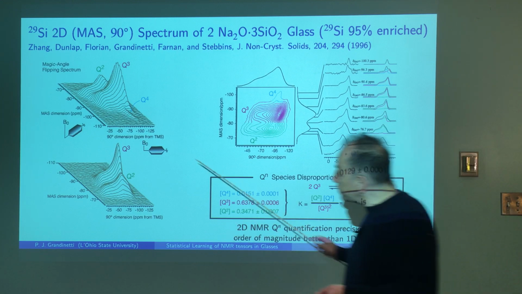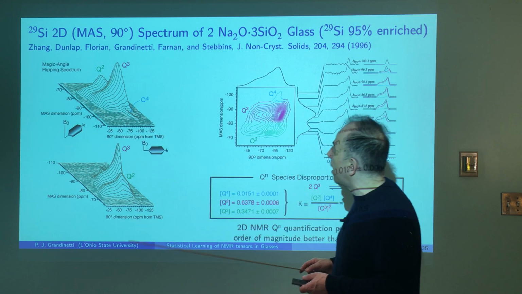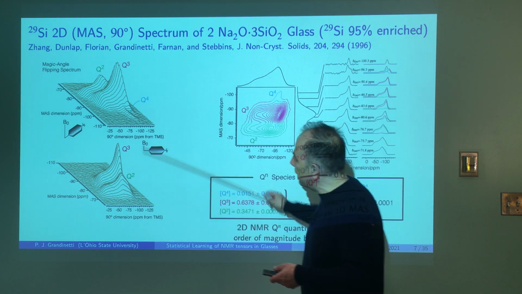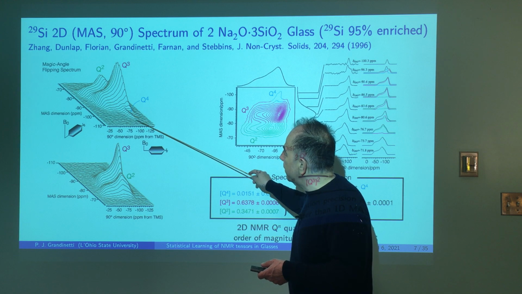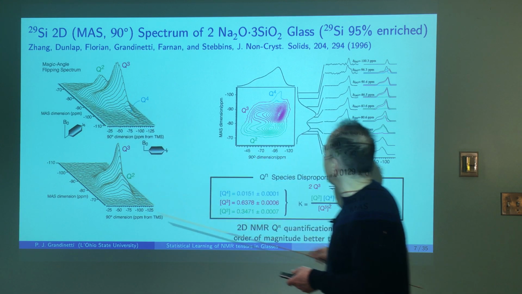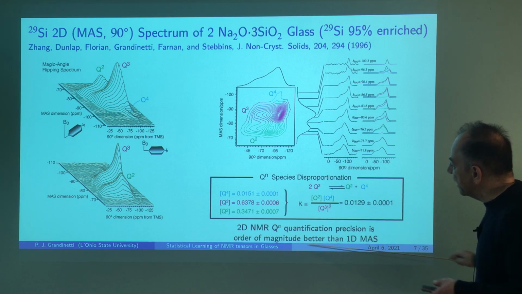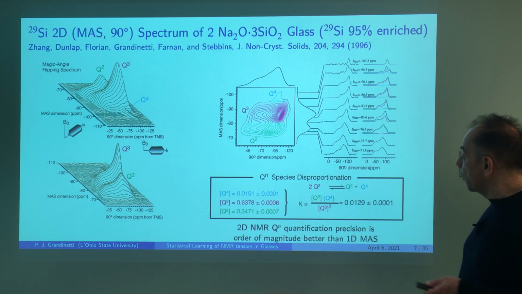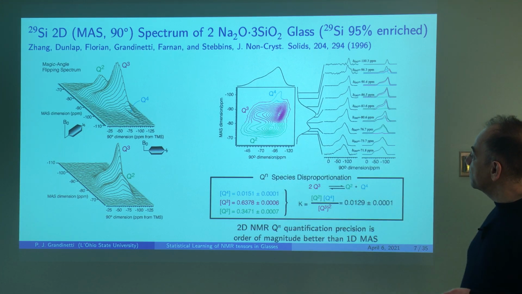So what we did was a 2-dimensional experiment where we correlated magic angle spinning with off magic angle, and you can see really nicely in these plots here how you can easily distinguish the Q4 from the Q3 from the Q2. You can see them also in this contour plot, and this gave us about an order of magnitude improvement in quantifying the different types of sites that are present in this material.